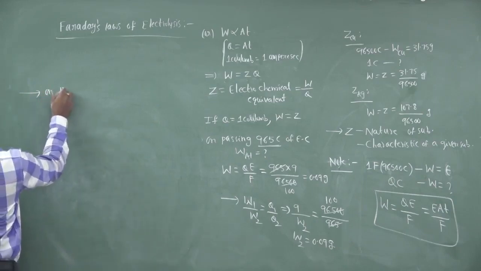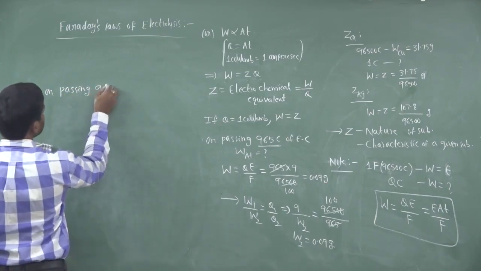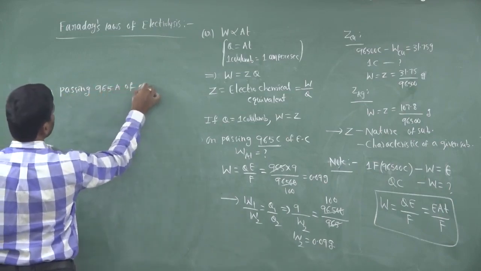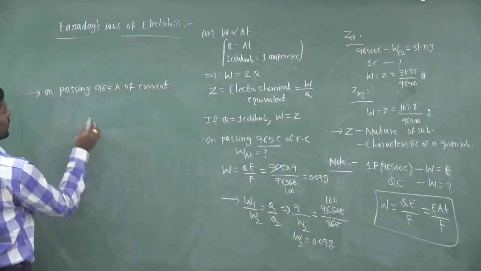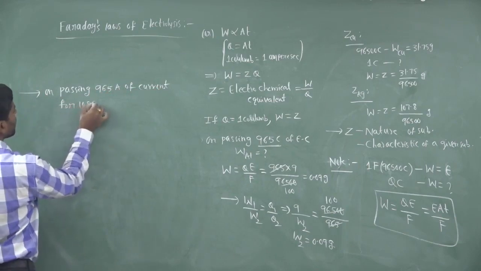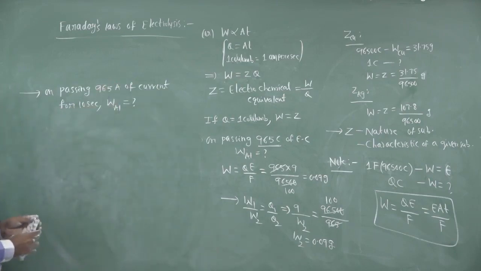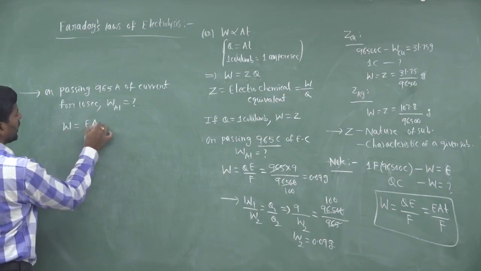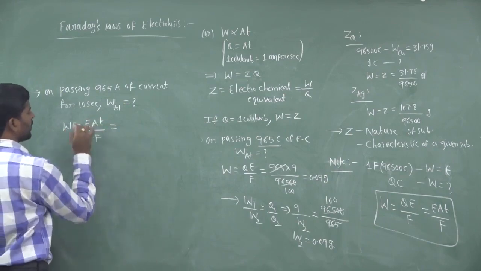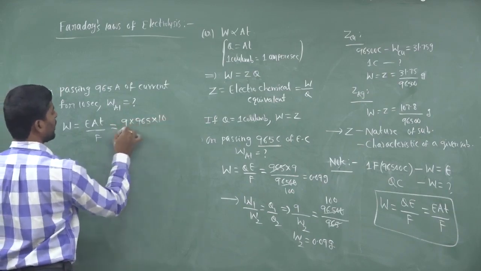Let us consider I am giving like this. On passing 965 amperes of current for 10 seconds, what is the weight of aluminum deposited? What is the formula? W is equal to EAT by F. What is the equivalent weight of aluminum? 9 grams. We are passing 965 amperes, for how many seconds? 10 seconds.